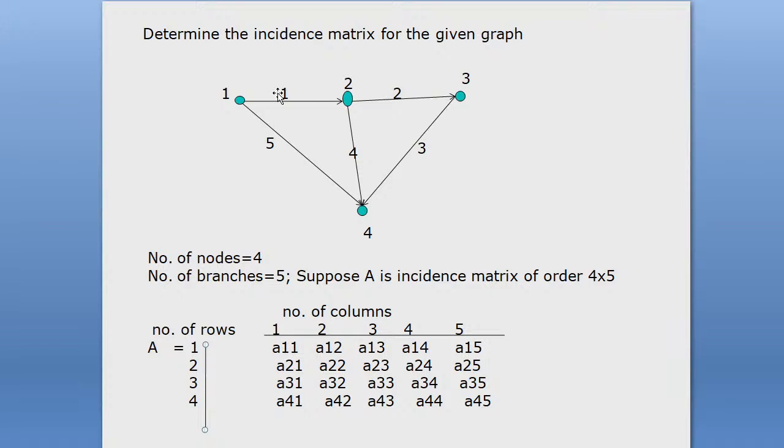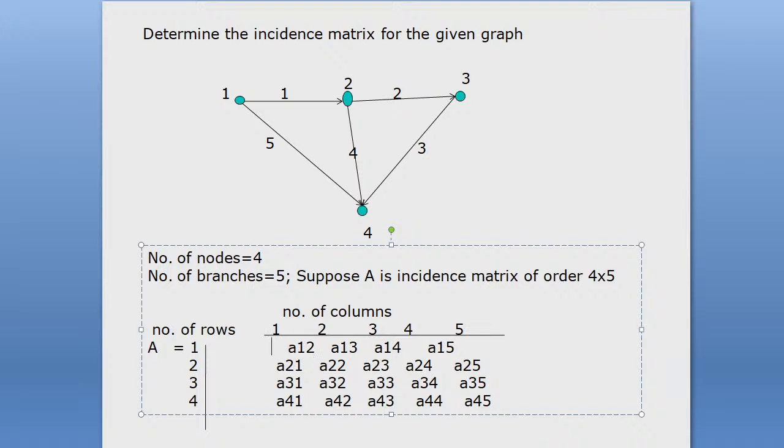Branch 1 is incident to node 1. Incident to node 1 means it is connected to node 1. But you see, this branch 1 actually leaves from node 1. So therefore A11 will be plus 1. Everyone try to understand this point. Branch 1 is incident to node 1, but it leaves from node 1, that means it will be plus 1.